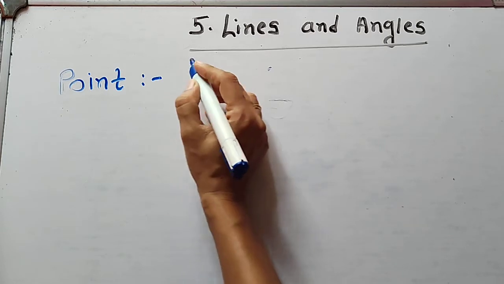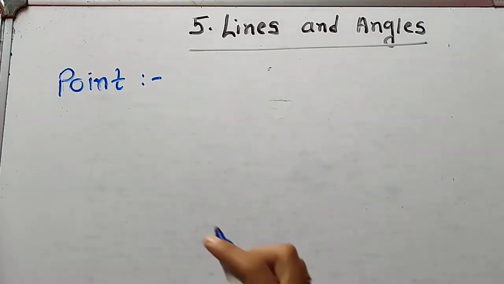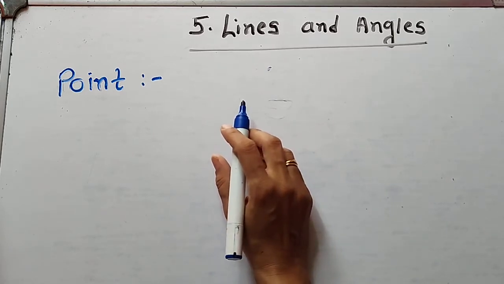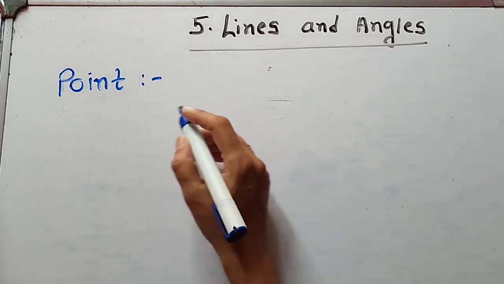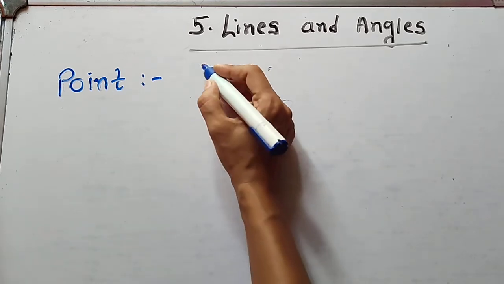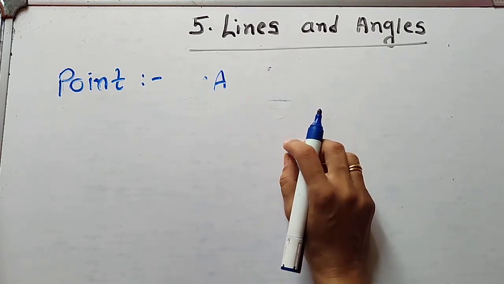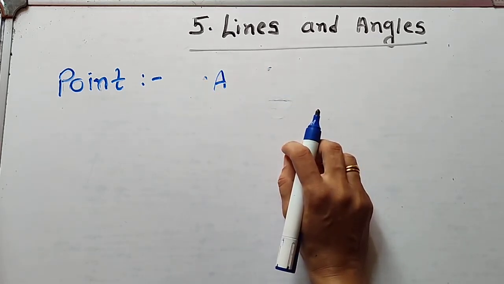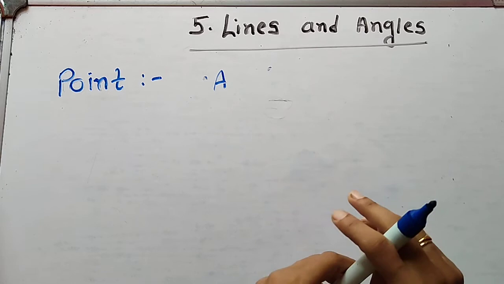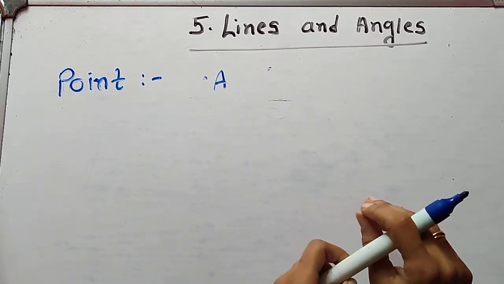Point is a basic unit of geometry. We represent the point by a dot and name it with a capital letter. We use a capital letter to denote the point. How to write this: point A. Some examples of points in daily life are the tip of a pencil, the tip of a pencil lead, or the tip of a pin.